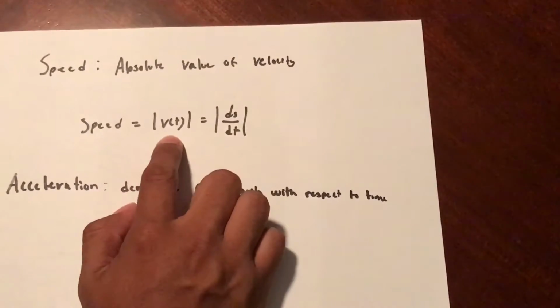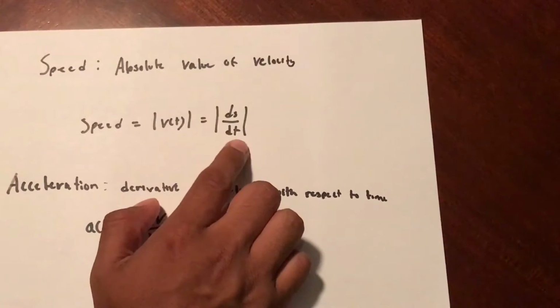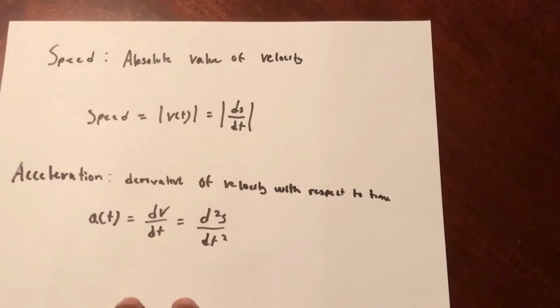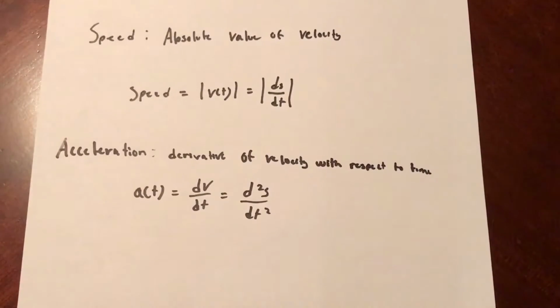Speed equals the absolute value of v of t, which is equal to the absolute value of ds over dt, which brings us to our next topic, acceleration. The rate at which a body's velocity changes is called the body's acceleration. The acceleration measures how quickly the body picks up or loses speed. Acceleration is the derivative of the velocity with respect to time.